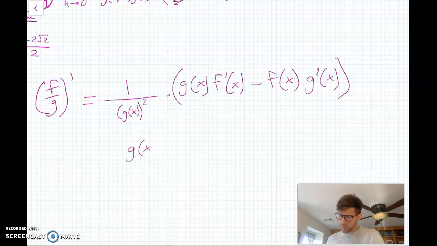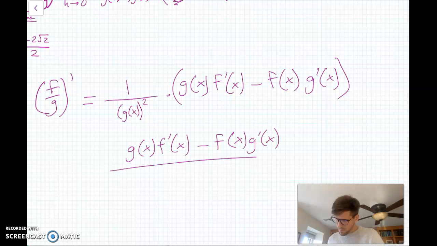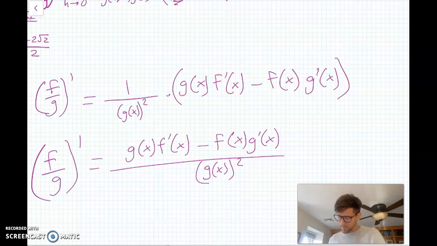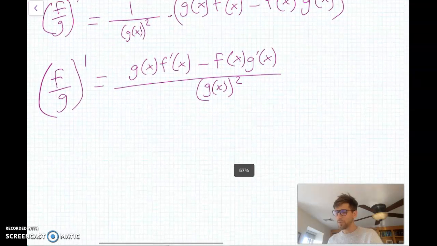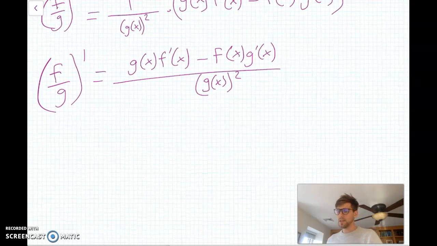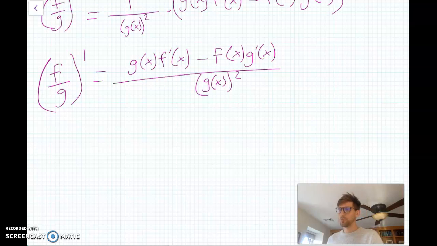I'm just going to get g of x times f prime of x. I'll then put this all back into one rational expression. So in the end, you can see I'm ending up with the low function times the derivative of the high function minus the high function times the derivative of the low function all over the low function squared. Low d high minus high d low over low squared.